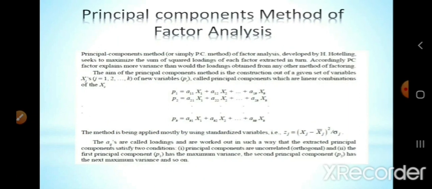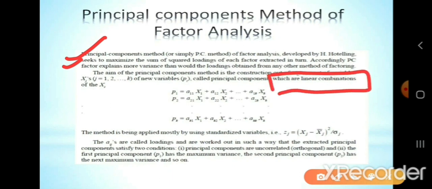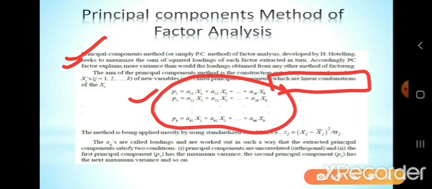Next we will see the principal component analysis method. We have studied this method in detail in a previous lecture, so I will not discuss it in more detail. It is basically a dimensionality reduction technique. Here the factors are shown as linear combinations of all the variables. This is how we can represent the variables or the factors in the principal component analysis technique.